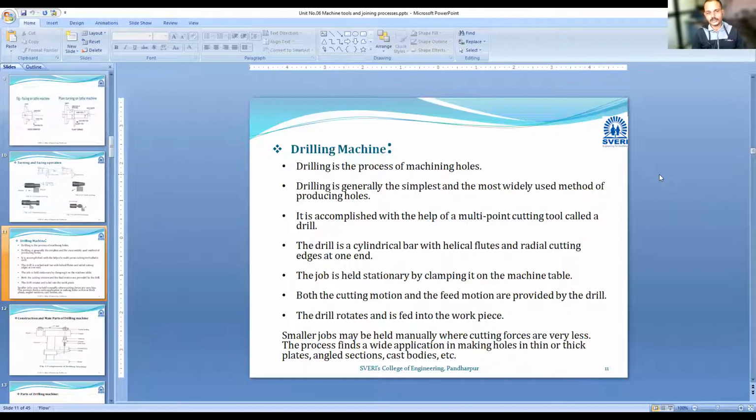So there are different types of machines available to perform this task. Some are light machineries which can be moved from one place to other place manually. So these drilling machines are hand operated drilling machines.